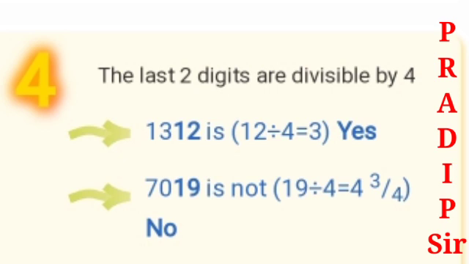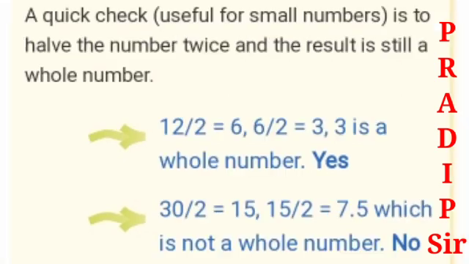Next we have to consider the divisibility by 4 in another way: we have to half the number twice. Half the number twice means first divide by 2, again divide by 2. We have to divide by 2 twice. That means we have to half that number twice. And after that, if the result is still a whole number, then the number is divisible by 4.